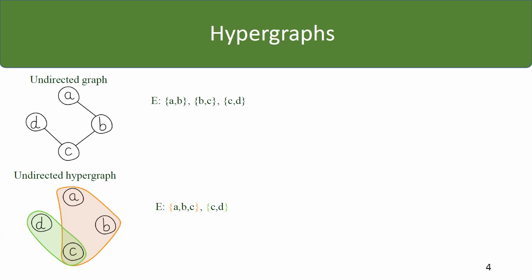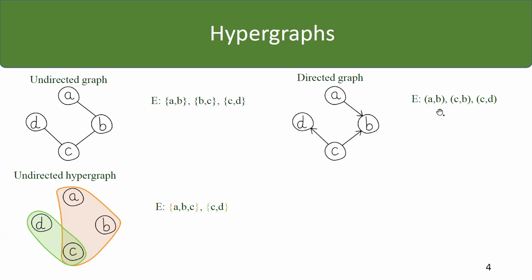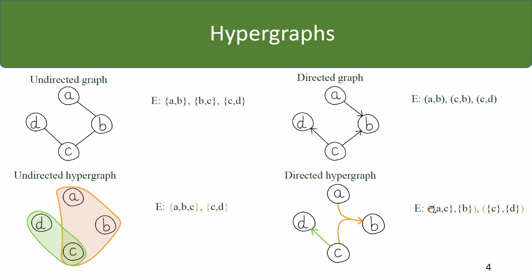There's also a directed version, which is mostly the content of my work. So let's first look at the directed graph. Here, every edge has one tail and one head node. And in the hypergraph version, we can have a number of tail nodes and a number of head nodes. So here in the orange edge, we have two tail nodes, A and C, and we have one head node, B. And again, we can also have a normal directed edge here as well.